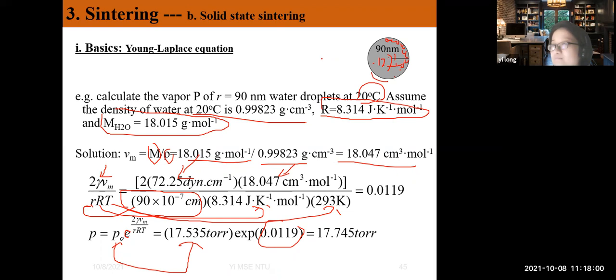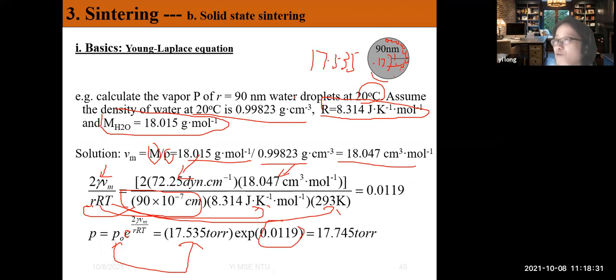Outside is what? Outside is P infinity or P naught? P naught. So outside is 17.535. So you can see, which means what? Which means once you become a particle, you have a shape now. If you have a shape, then you have a different pressure, or you can say you have a different free energy. Okay, so that's a very important concept.